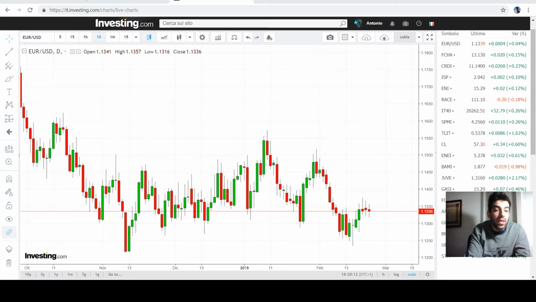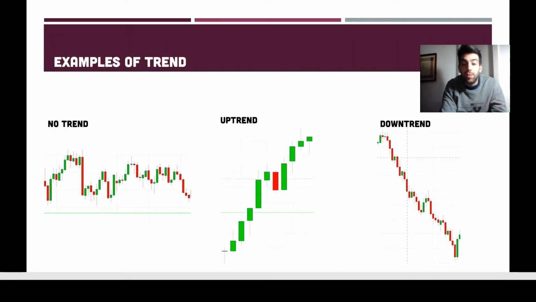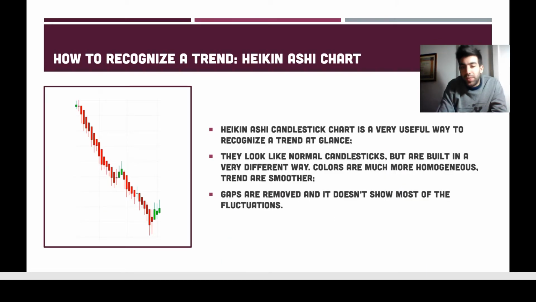So let's move on to the means which help us to recognize a trend. We are already running out of time, so I'll try to be a bit brief. The first one is the Heikin-Ashi chart. The Heikin-Ashi candlestick chart is a very useful way to recognize a trend at a glance, because they look like normal candlesticks, as we can see here.